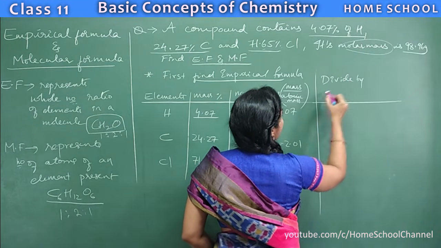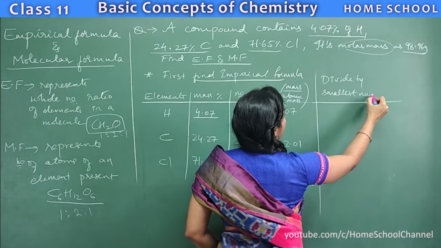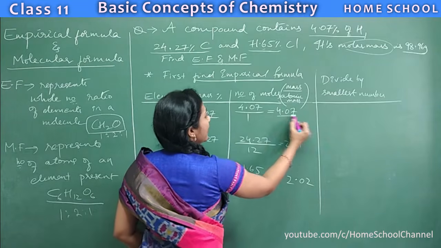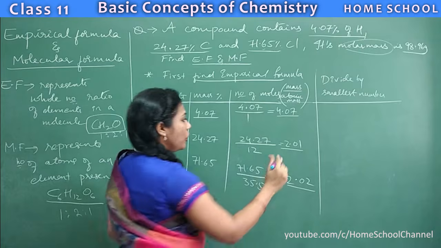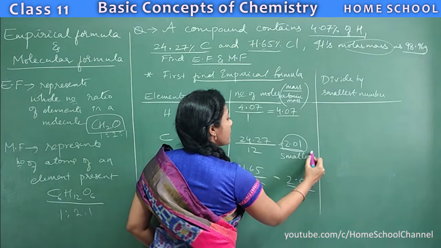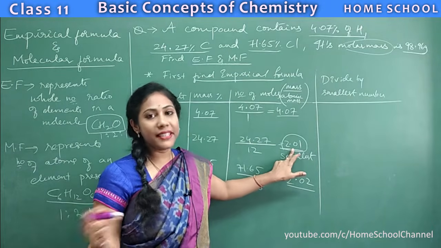Divide by the smallest number. So what do you mean by divide by smallest number? You see here, you got the number of moles value. Select the smallest number. You know, this is our smallest number, right? So every other number you should divide by this number.